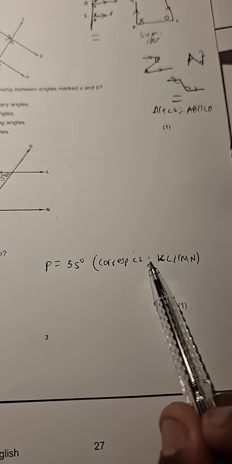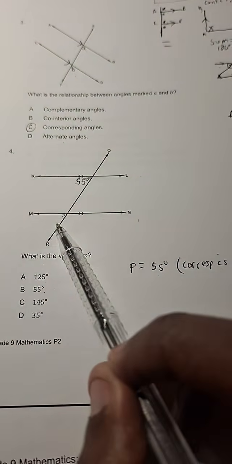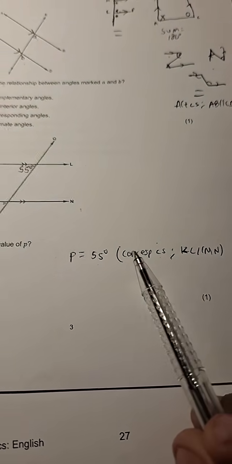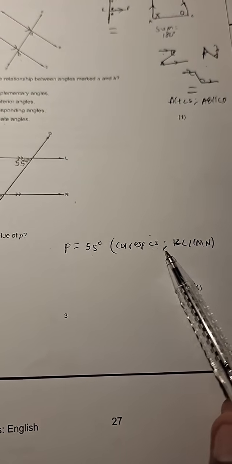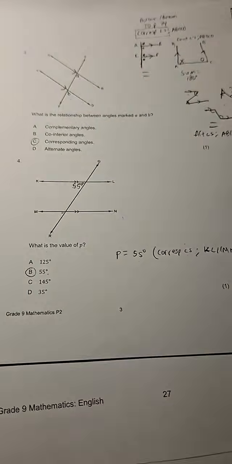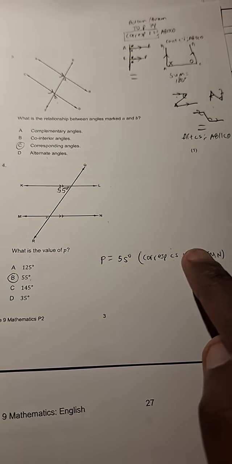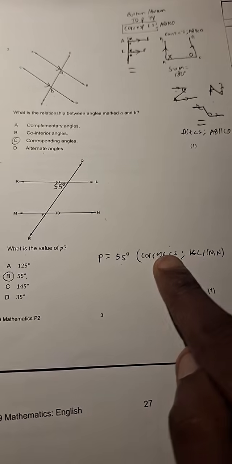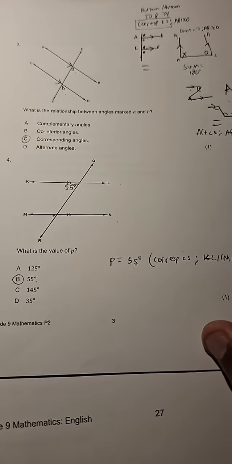Guys, the equal sign does not have to be written. You just write corresponding angles. That is the relationship that exists. You don't have to say corresponding angles equals. No, you say corresponding angles, then semicolon, you state the lines that are parallel. Okay, so that is B, no doubt. But if we were writing a test and we were required to write the reason, this is how we would do it. Corresponding angles, and then we'd state the lines that are parallel.